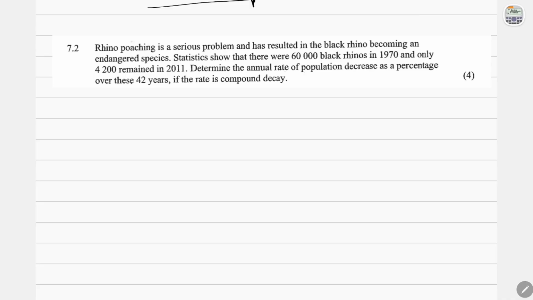Question 7.2 says, rhino poaching is a serious problem and has resulted in the black rhino becoming an endangered species. Statistics show that there were 60,000 black rhinos in 1970 and only 4,200 remaining in 2011. Determine the annual rate of population decrease as a percentage over these 42 years. Okay, so they're asking for a rate. If the rate is compound decay. Okay, so they really told you everything here.